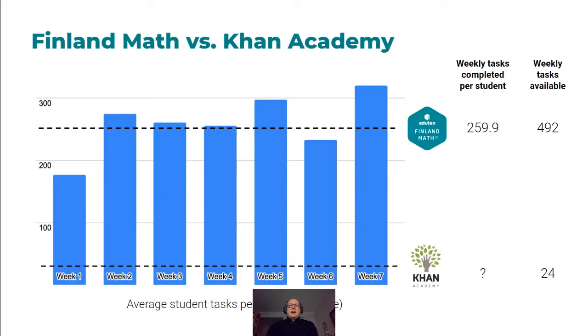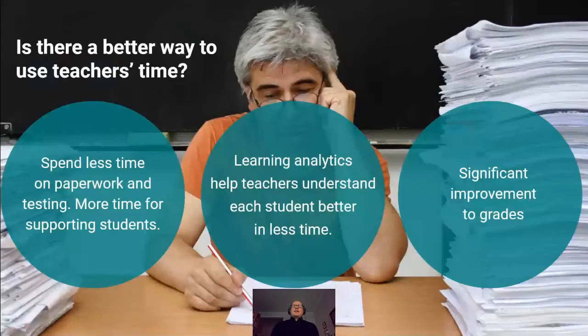In comparison, looking at the Edutech numbers, on average the students complete more than 250 tasks each week. This is also one of the reasons why students using the Edutech Playground or other digital systems usually outperform the control groups that are using pen and paper, because you can calculate so much more. And you not only calculate more, you also get meaningful feedback.